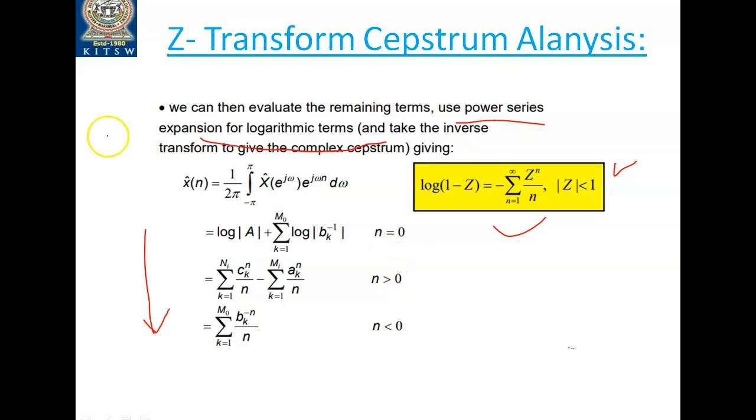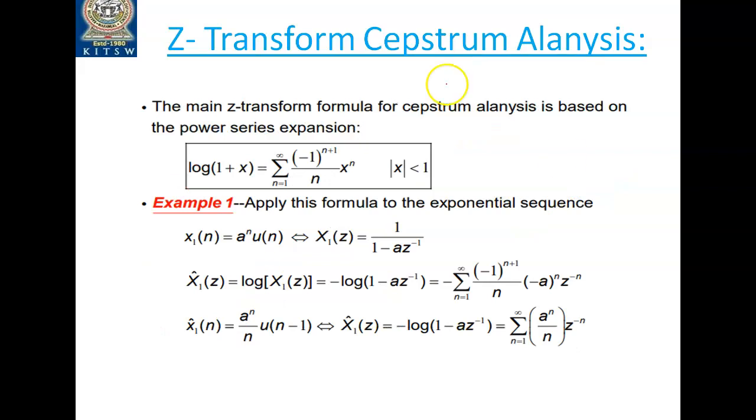So x cap of n is nothing but the cepstrum, right? For the cepstrum parameters, this is how we are going to analyze them in order to evaluate those parameters. There are also large powers, and we overcome those with the help of the formula you can see in the slide in the rectangle box with yellow background, that is log of 1 minus z equals minus the summation from n equals 1 to infinity of z power n by n, when mod z is less than 1.